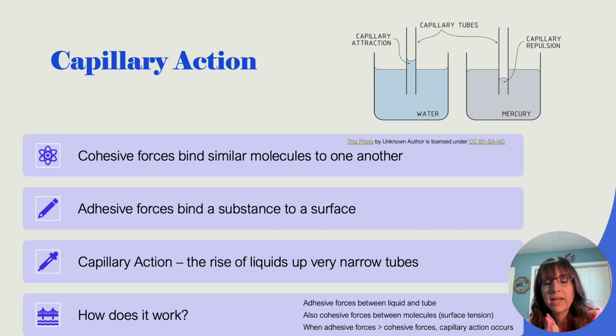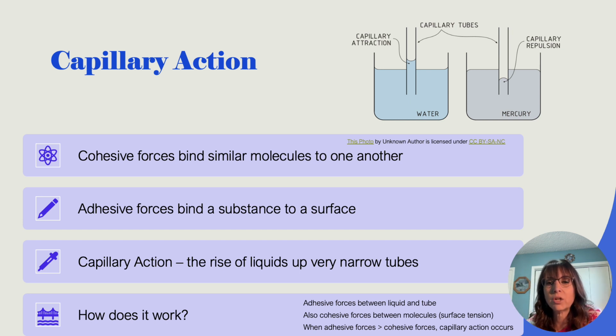Well, how does it work? Adhesive forces occur between the liquid and the glass tube. There are cohesive forces going on between the molecules of the water, surface tension, in other words. But when the adhesive forces are greater than the cohesive forces, the molecules will attach to the glass better than to each other, and they will move up the tube, to a point. Eventually gravity overcomes that.